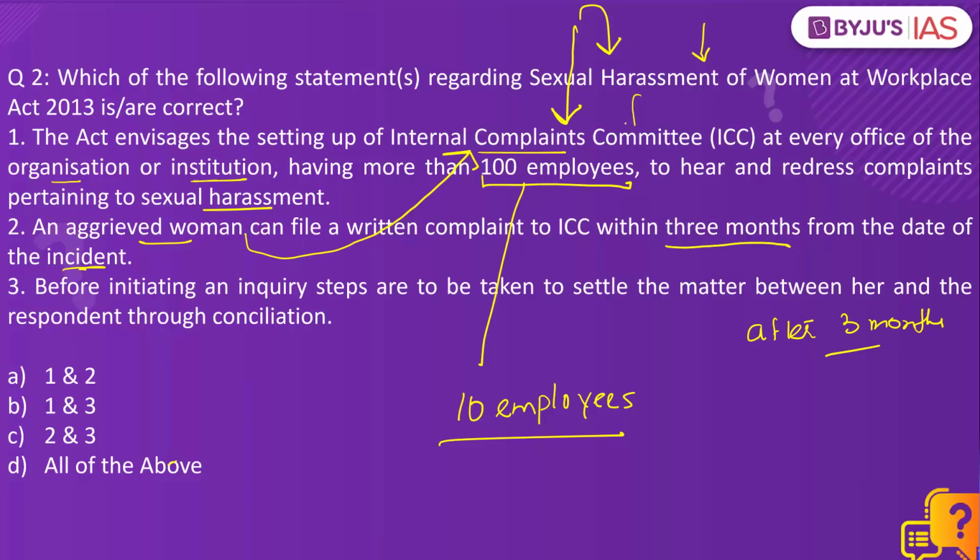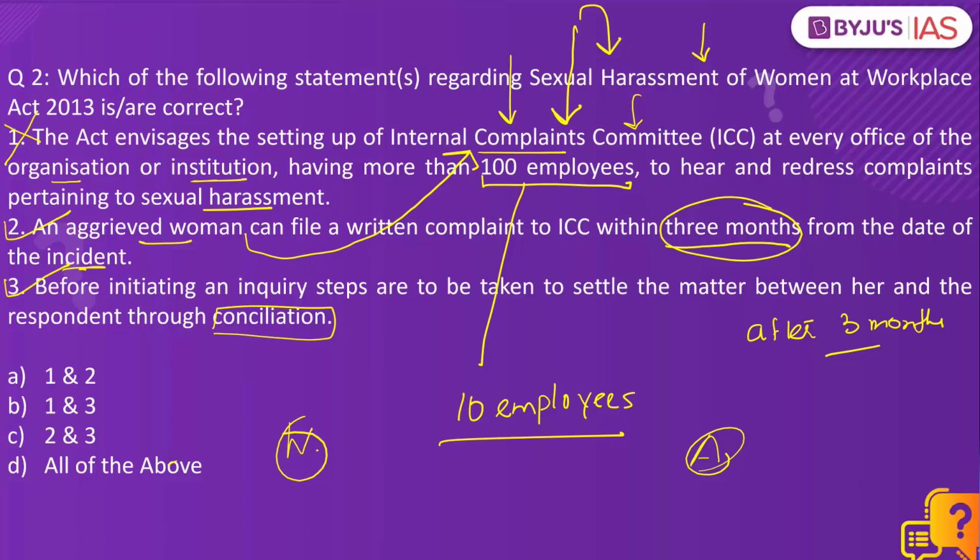And the internal complaints committee would look into the arguments of this aggrieved woman, whether she is in a position to justify the delay in filing or lodging this complaint. And if the explanation is satisfactory, even after 3 months, this complaint can be filed before the internal complaints committee. And according to this law, this internal complaints committee should first try for conciliation between the woman and the accused. So statement 2 and 3, they are correct. Statement 1 is incorrect because not the 100 employees, only the 10 employees. So C, 2 and 3 is the right answer.